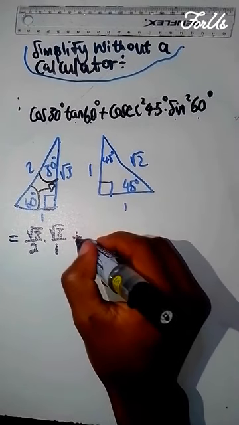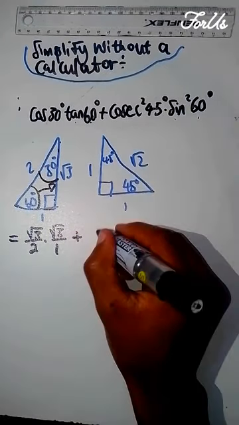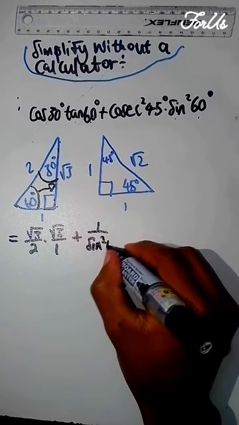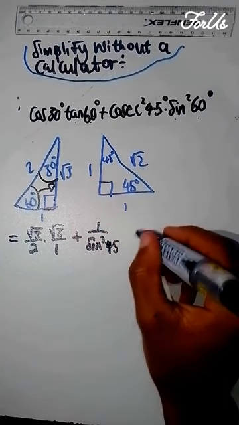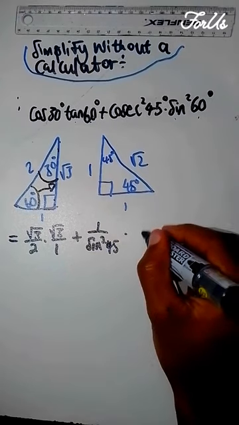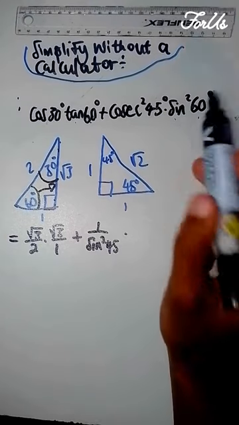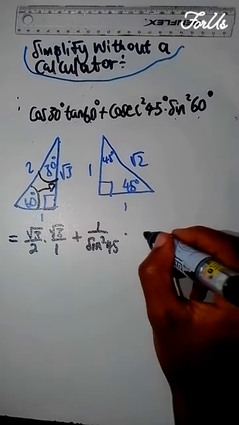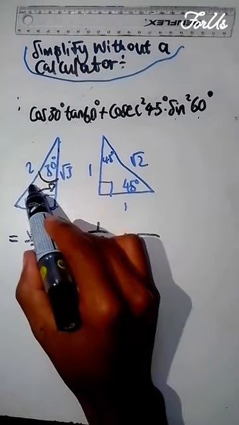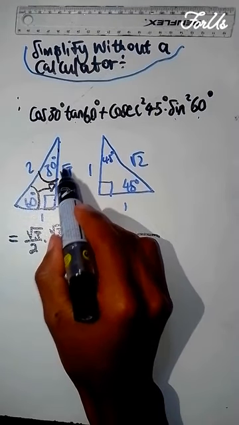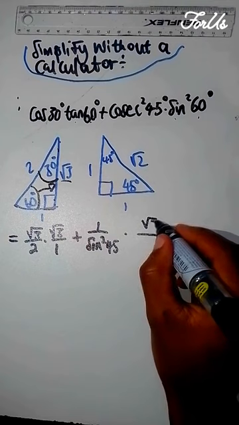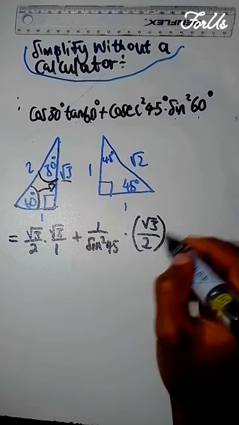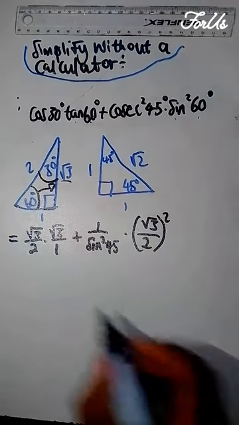Now let's come to the other side, it's going to be plus. Let's change this cosec to 1 divided by sine squared 45, since cosec is the same thing as 1 divided by sine. Next we have sine 60 degrees squared. There's 60, and sine is opposite divided by hypotenuse. And if this is 60, the opposite side will be this one, square root of 3, and the hypotenuse is 2, all squared.